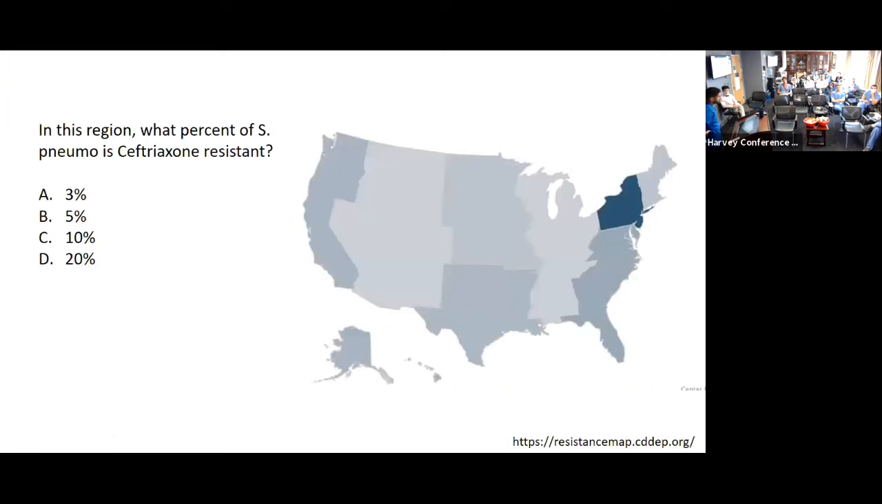So what percentage of strep pneumo is ceftriaxone resistant? That website shows that it has a whole bunch of different bugs and different antibiotics, and you can see sort of the low levels of resistance. Yeah, it's like in the 5 to 10 range. That's why you give vanc in community-acquired meningitis.